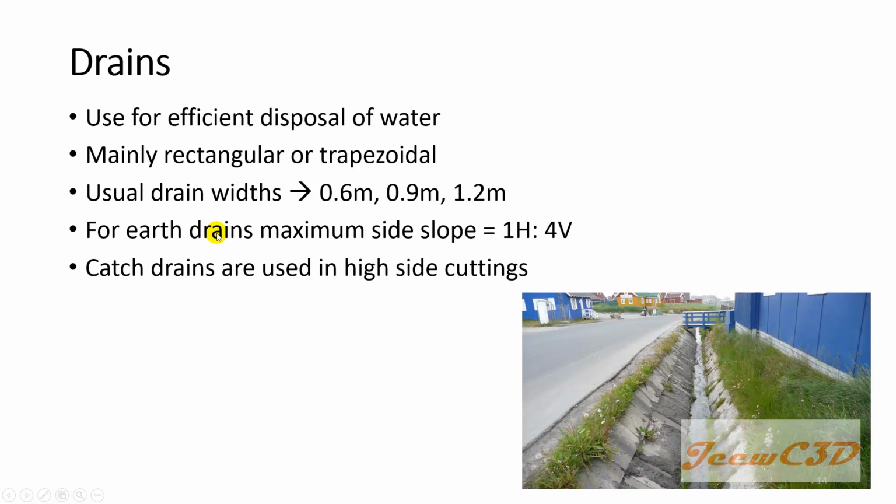If you have an earth drain, that is, a drain formed using the existing ground, the slope would be 1 horizontal to 4 vertical. Then you have catch drains, which are used in high cutting sections. These are the drains which we use in high cut areas. You can Google or search the internet for what are called catch drains. You will see what catch drains are.